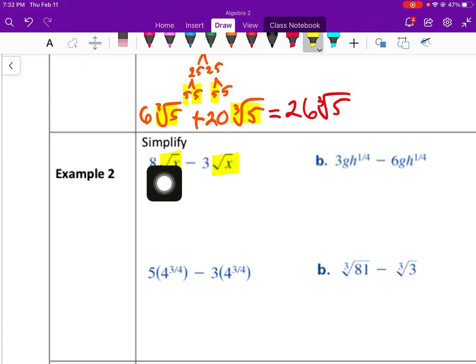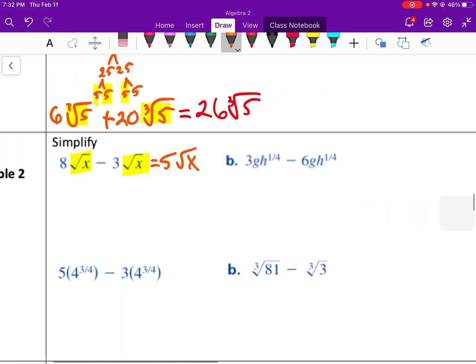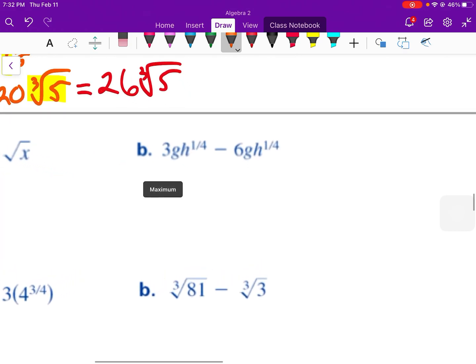Square root of x, square root of x. The index for both is 2 because it's a square root, and for the exponents, there's that implied 1. So they're the exact same. So we could do 8 square roots of x minus 3 square roots of x. So we would get 5 square roots of x. And then that would be simplified down.